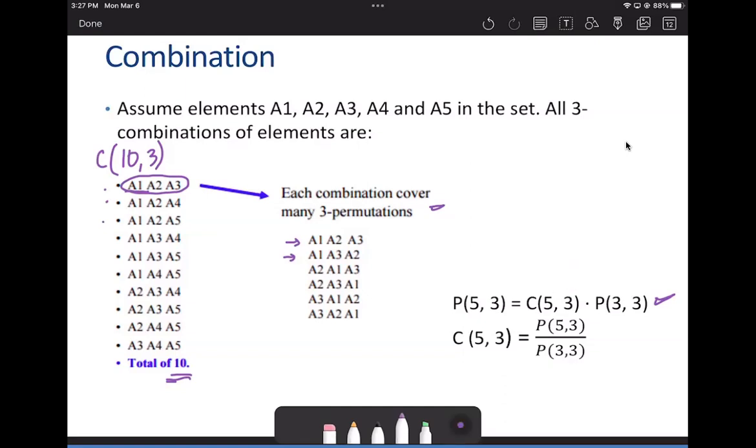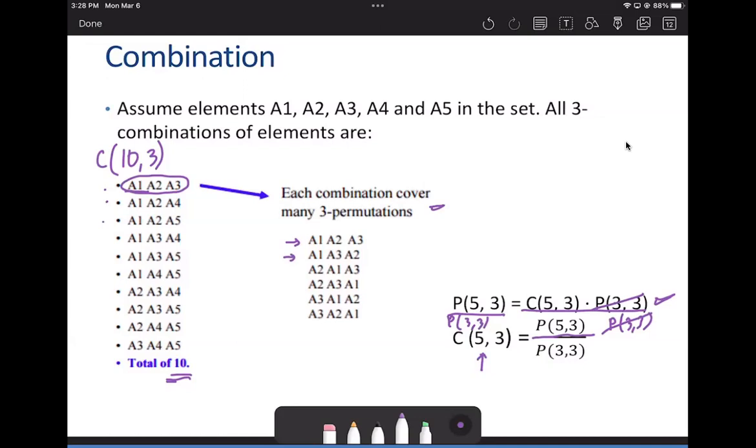Okay, so we just have to divide both sides by permutation of 3 taken 3, and this will be canceled out, right? So this will be canceled out. And so we have the combination of 5 taken 3 equals the permutation of 5 taken 3 divided by the permutation of 3 taken 3. Sorry, it should be 3, not r.